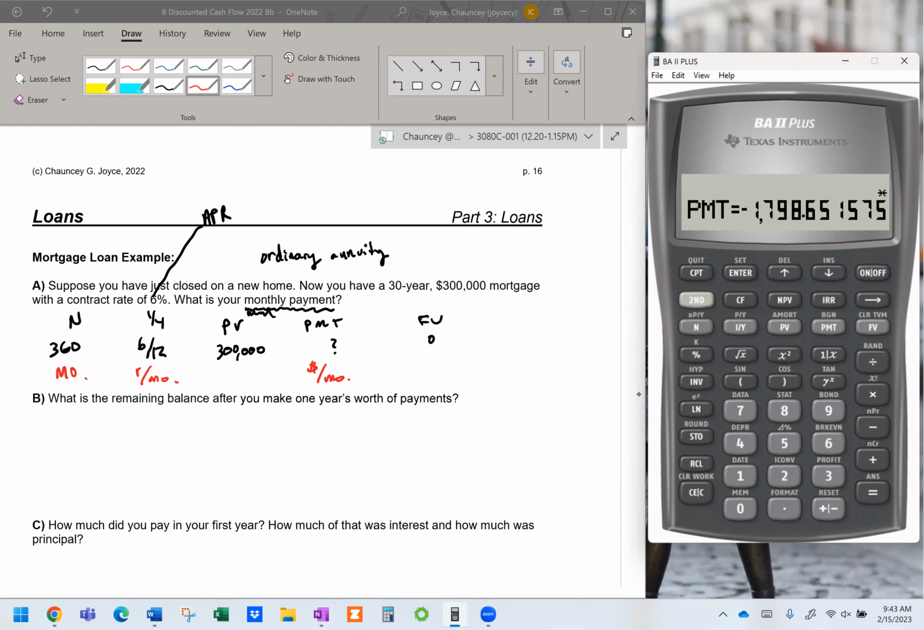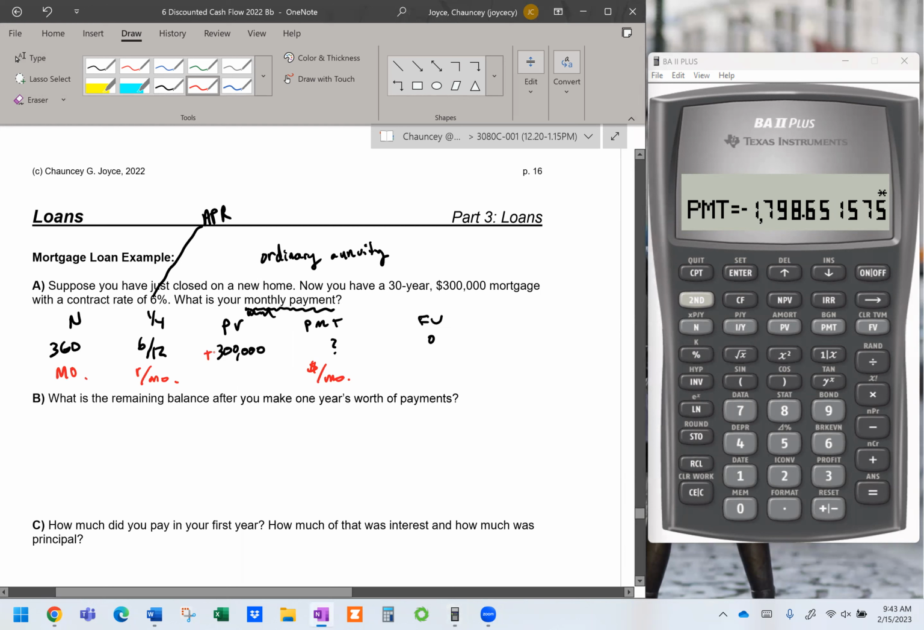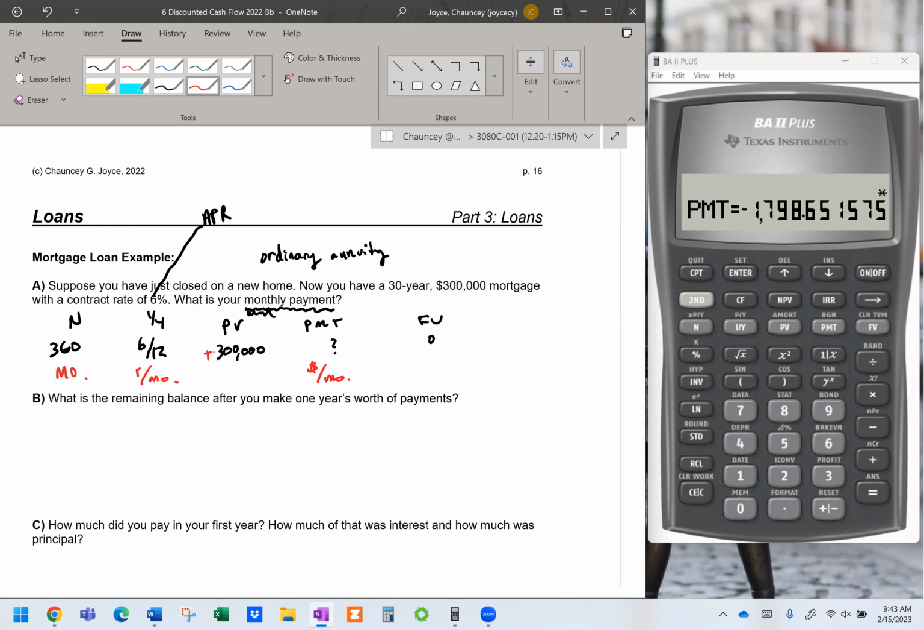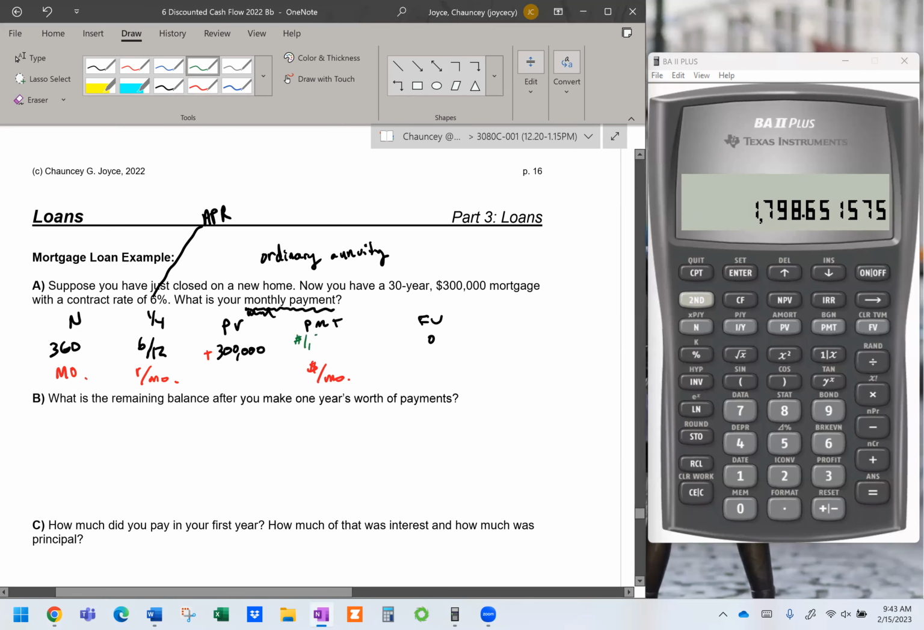I'm just going to focus on this. You could think of this as you have an inflow of 300,000. You get the value of a $300,000 house, but then the next 360 months, you need to make this payment as a cash outflow. I'm going to drop that negative just so I can see the number a little better. And that's our answer. Store 1. I'm going to save it because the next several problems are going to use this. So our payment in this case comes out to 1,798.65 per month.